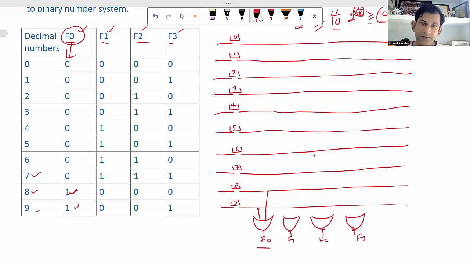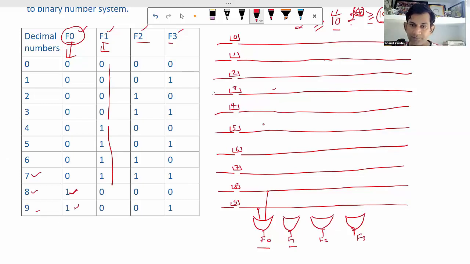And now F1, we are going to join the F1 circuit. So you can see the first 4 lines are 0. So the first 4 lines, 0, 1, 2, 3, will not be joined. Then for the next 4, the value is 1. That next 4 will be joined. So from here, this, and this. Next 4 will be joined.